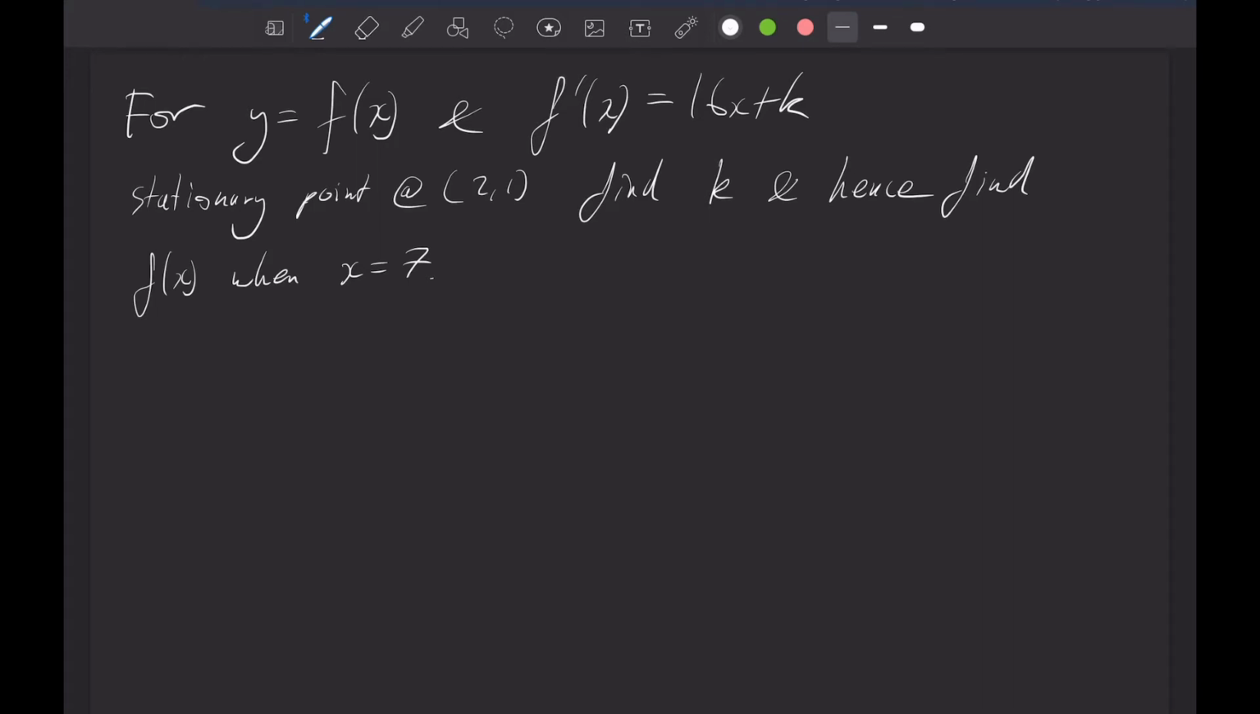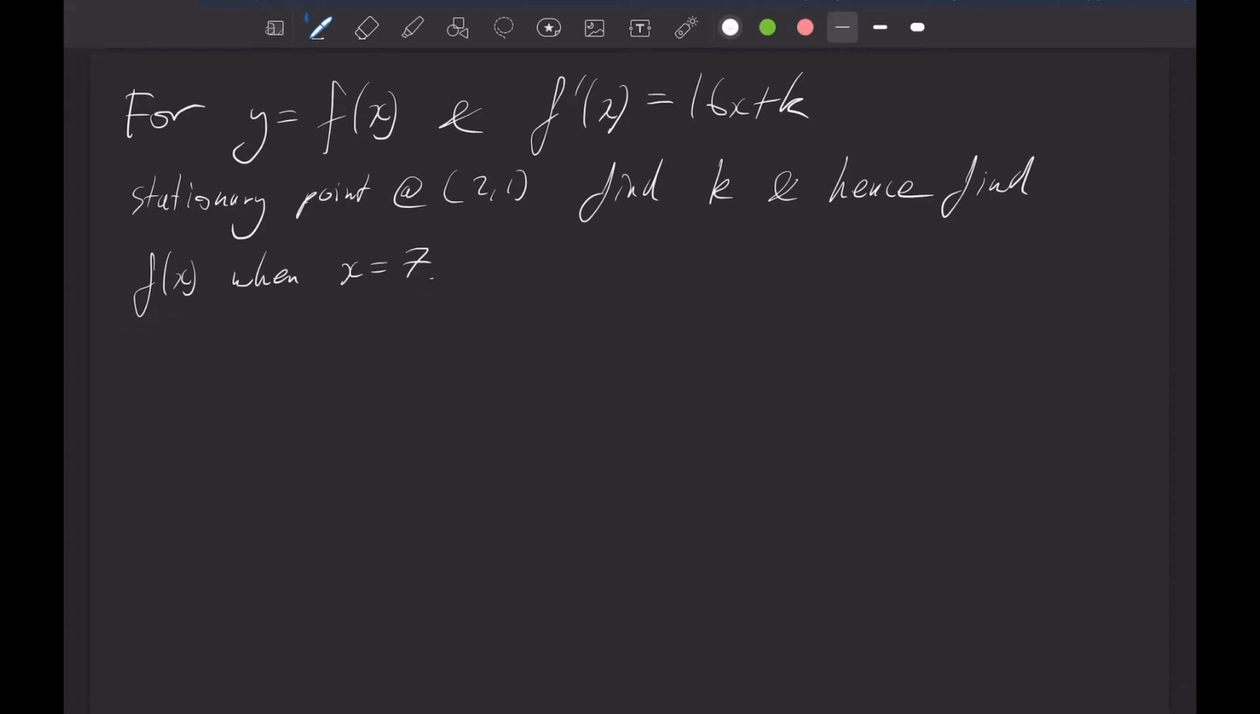Okay, this is a question sent to me by a Year 12 student. For the function y equals f of x, we know that the first derivative of this function is 16x plus k, and we know that we have a stationary point at the coordinate (2, 1). We want to find k and hence find f of x when x equals 7.